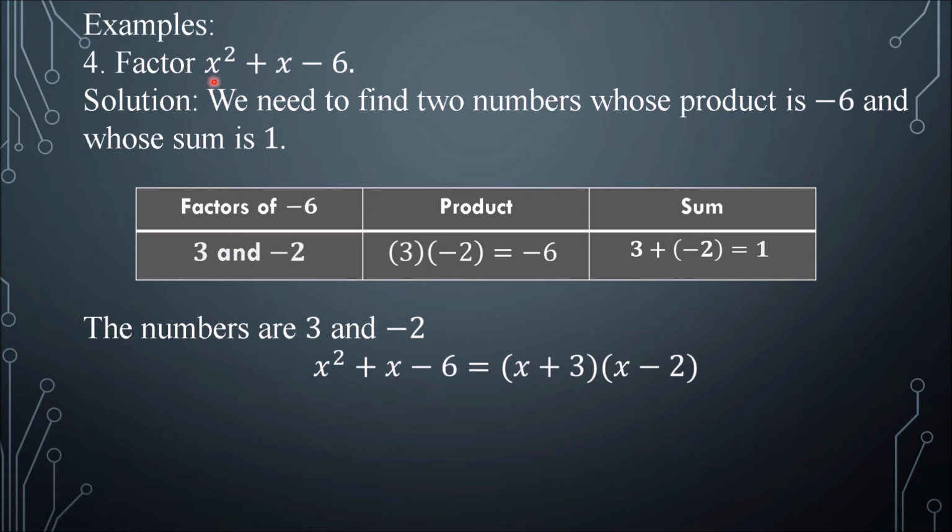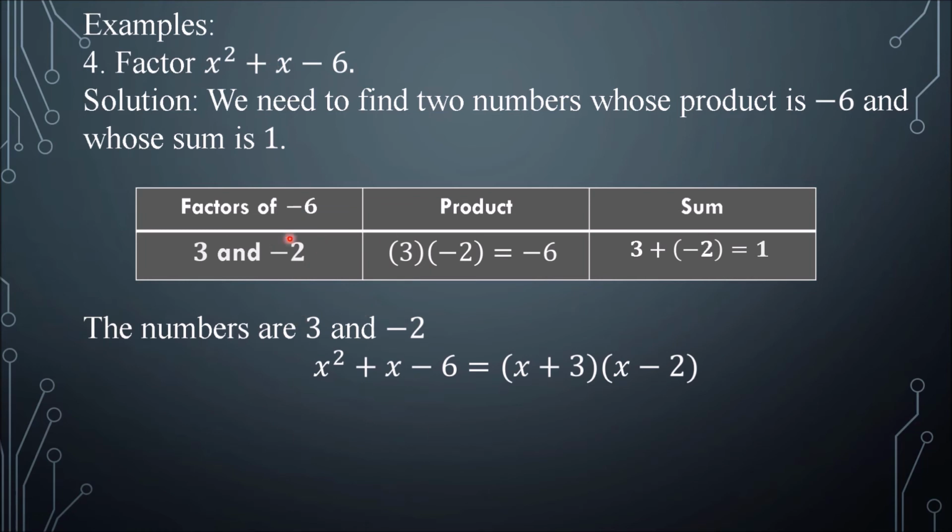Number 4, x squared plus x minus 6. We need to find two numbers whose product is negative 6. Why negative 6? Because as you can see, in the trinomial, the last term has a negative sign. And whose sum is 1. Why 1? Because as you can see, the middle term is 1. Okay, the coefficient is 1.